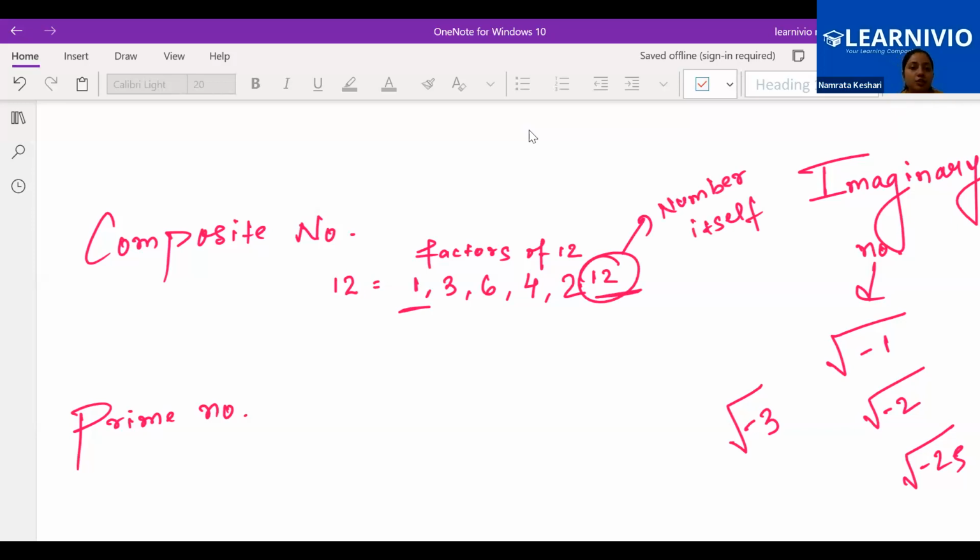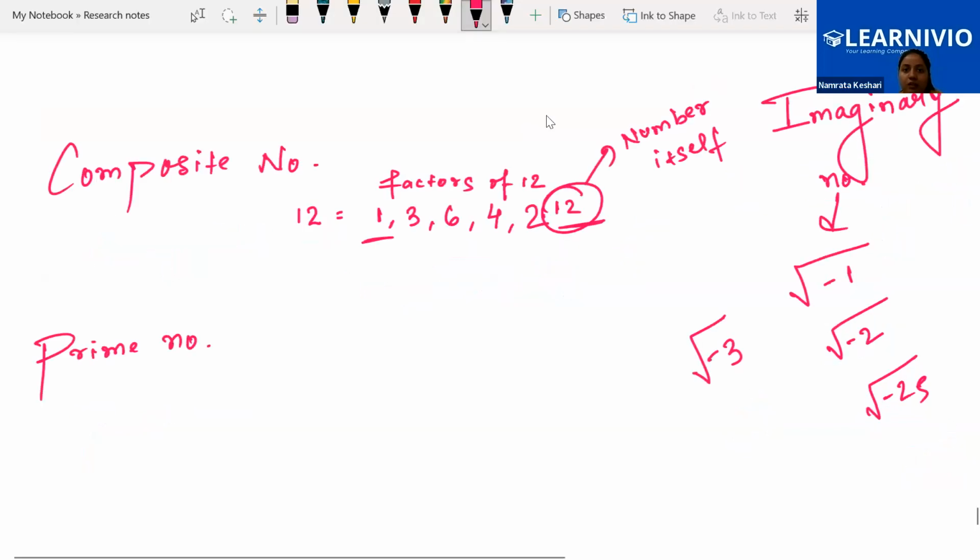So what is the definition of a composite number? If any number is having more than two factors, those numbers are called composite numbers. More than 2 factors. But why more than 2 factors? Because when we are talking about 2 very basic factors, that is 1 and the number itself.